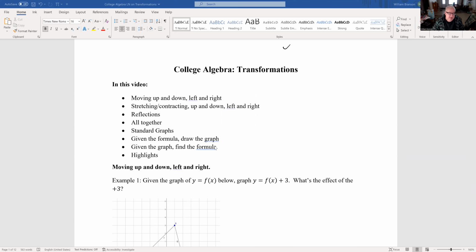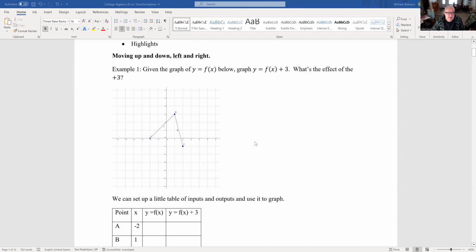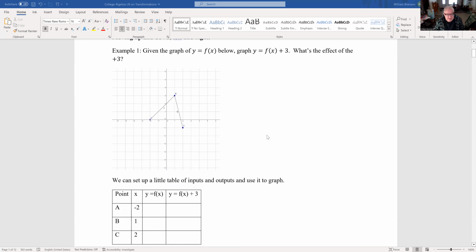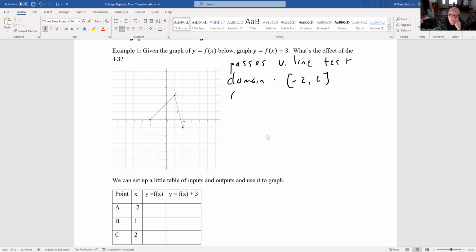We have a couple of standard graphs, and then we have problems of given the formula, what does the graph look like? Given the graph, what does the formula look like? So here's a graph. This is a function, y equals f of x, right? We know it's a function because it passes the vertical line test. Domain of this function, well, it goes from -2 to 2 on the x-axis. So -2, 2. And the range goes from -1 on the y-axis up to 3. So -1 to 3. We don't really need that, but let's at least notice that as we're going by.